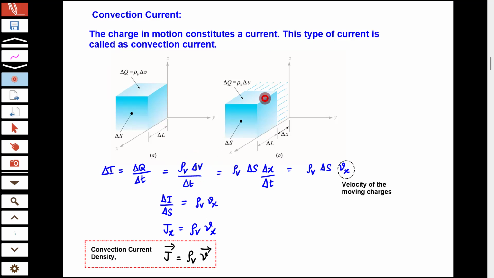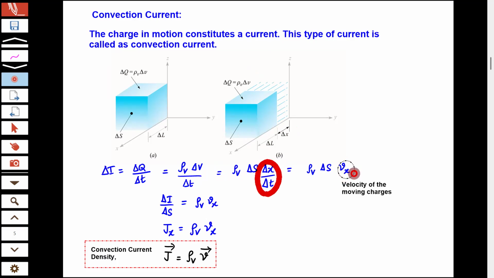This volume del V we can write in terms of the cross-sectional area and the distance through which the charges have been moved. So this del V can be written as del S into del X. This indicates the cross-sectional area and the distance through which the charges move. We can also write this del X by del T. The rate of change of distance, or rate of change of displacement, can be given as velocity.